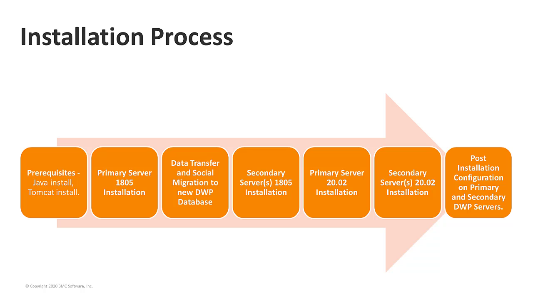So there will not be any specific step where you have to run the installer one after the other. On the secondary nodes, you can run this installer in parallel. Once all the nodes are upgraded to 1805, then you can run the 2002 installation on the primary server.